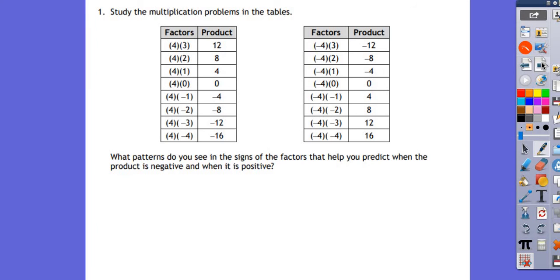So we found that a positive times a positive is what? Positive. We found that a positive times a negative is a negative. A negative times a positive is a negative. And a negative times a negative is a positive. Okay, so let's get a sticky note and put it over number 1.